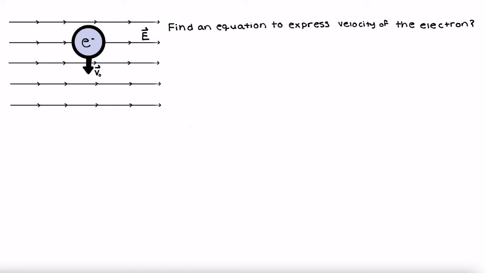In this problem, we are asked to find an equation to express the velocity of this electron here that is moving through this electric field, given that it has an initial velocity that is completely vertical. So as this electron is shot into this electric field, it's going to start being pushed this direction along the electric field line.